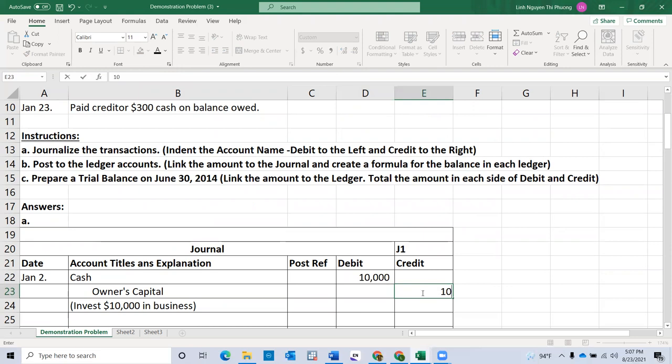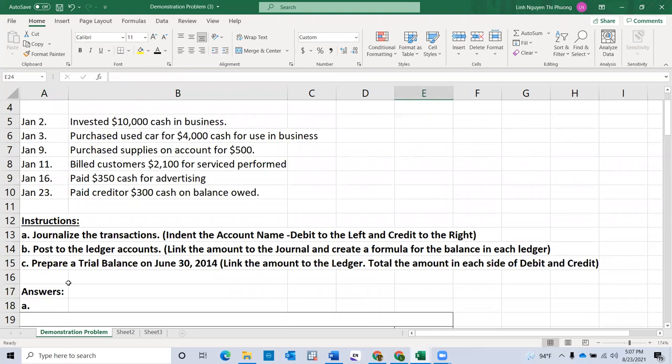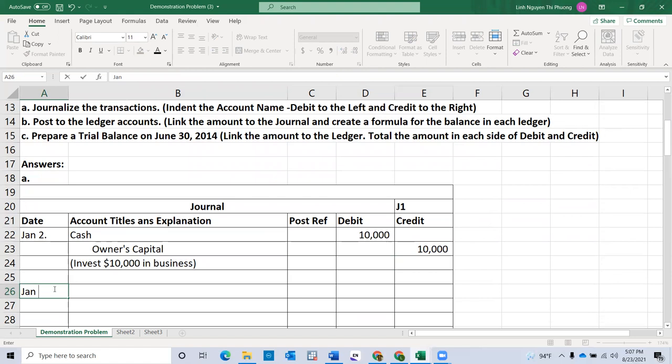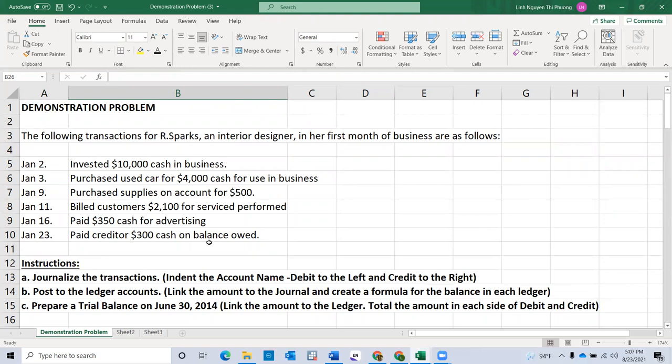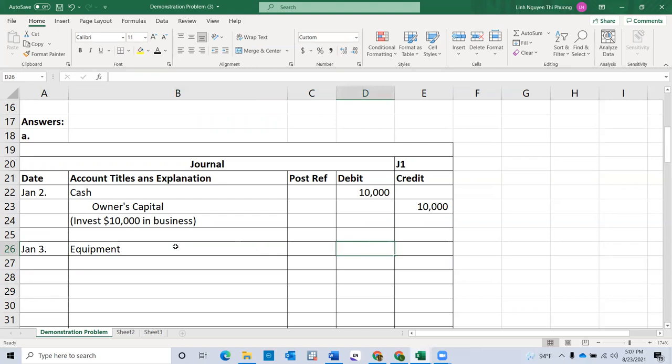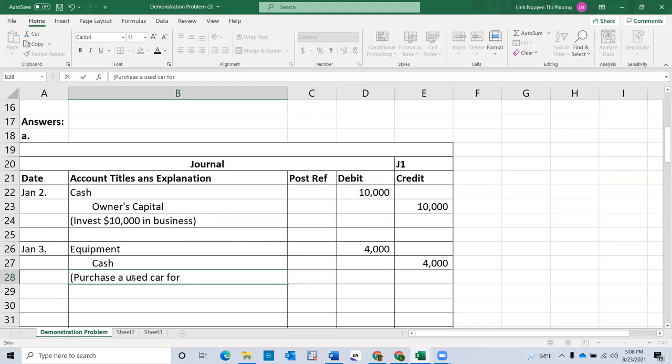And next one is January 3, we purchased a used car for 4,000 cash for use in business. So a used car can be called an equipment, 4,000. And we credit cash for 4,000. Here we can say we purchase a used car for 4,000 to use in business. One more thing: at the end of the journal, you may need to post the lecture account here in the post reference.